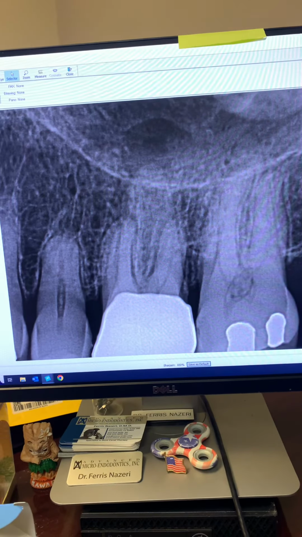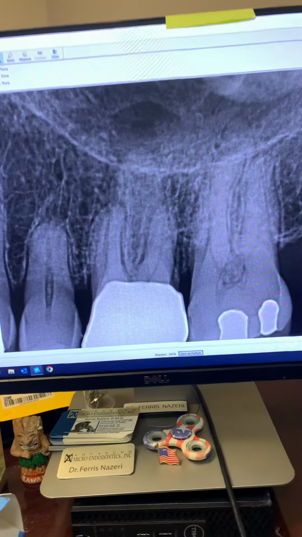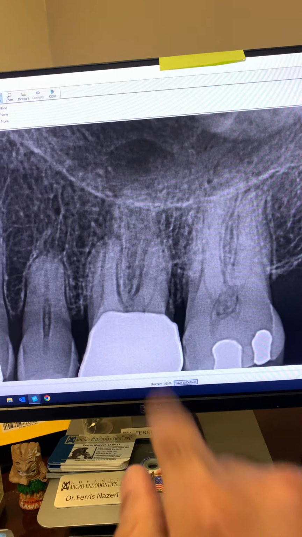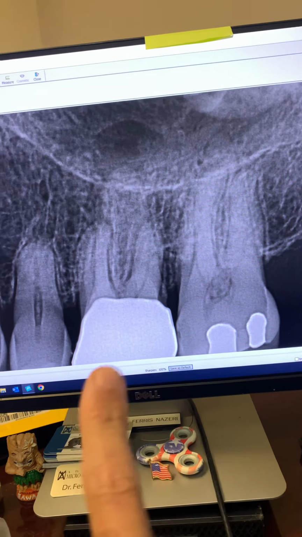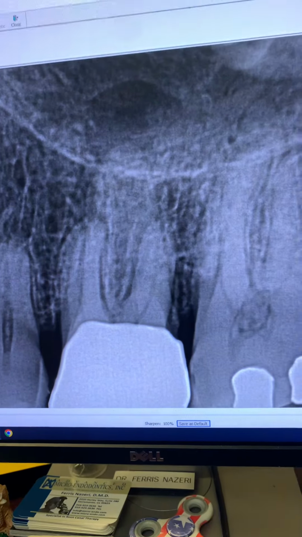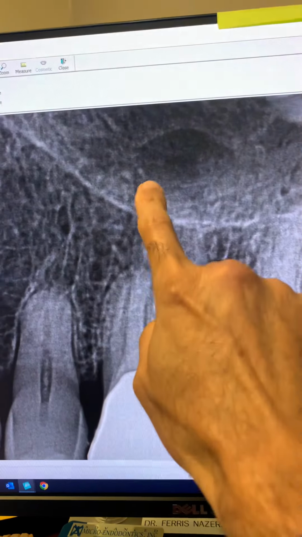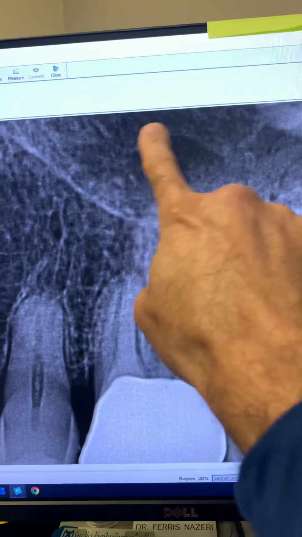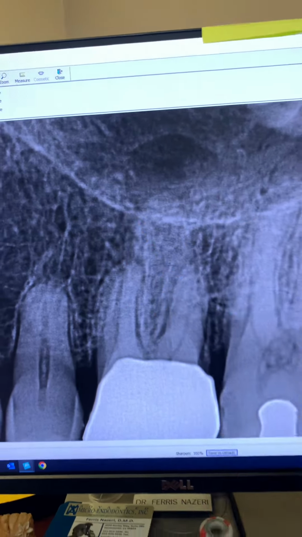This patient was referred to me 6 months ago for endodontic treatment of tooth number 14. Porcelain crown on the tooth, and take a look. Look at this large periapical lucency associated with the palatal root. Look how big that lucency is. Huge.